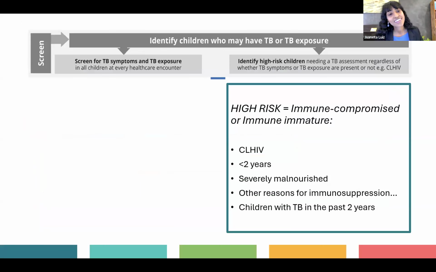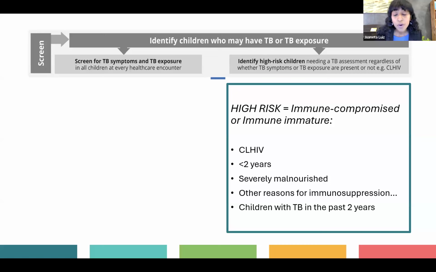My main point here is that screening for TB symptoms and TB exposure must happen in all children at every healthcare encounter as much as possible. And we would have a special focus on the high-risk children that are immune compromised or immune immature that I've mentioned before.